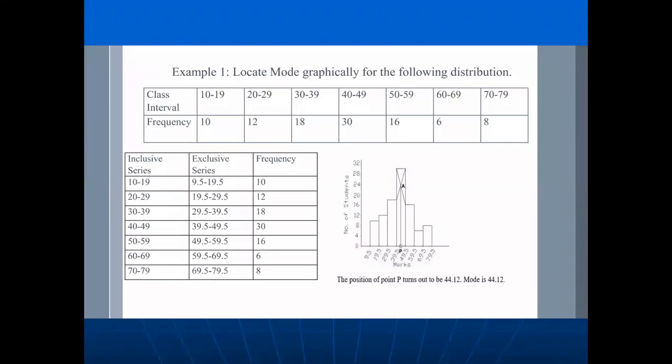So once again, we have a problem here, but this is an inclusive series. Once again, you have to convert it into an exclusive series. So how do you convert to an exclusive series? Add and subtract 0.5. So lower limit 0.5 subtraction, upper limit 0.5 addition.